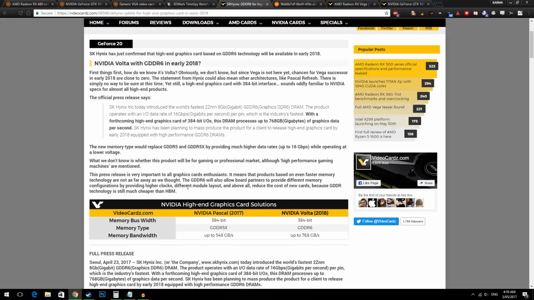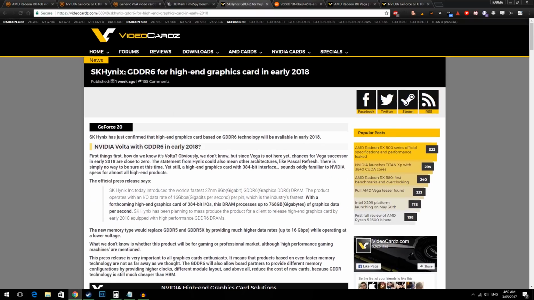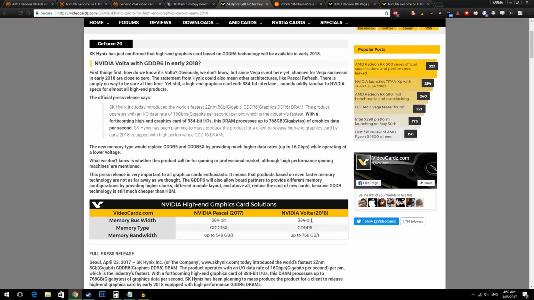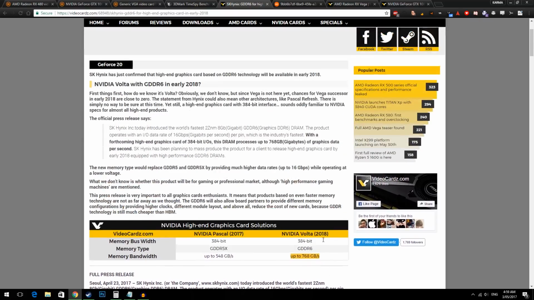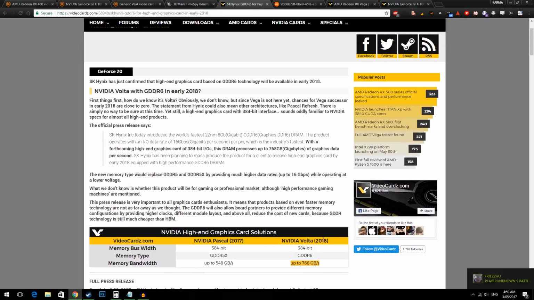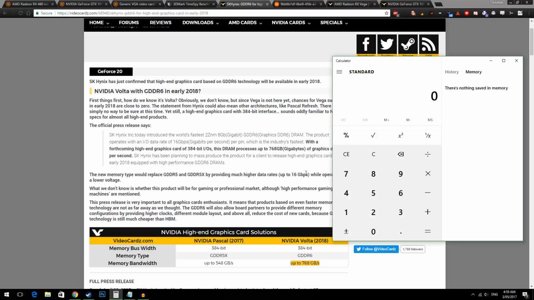Here is SK Hynix's GDDR6, which might potentially be on NVIDIA Volta in early 2018. And potentially, if you put this under a 384-bit memory bus, you could have a memory bandwidth of up to 768 gigabytes per second, which is pretty insane. That's the fastest memory bandwidth speed that we would have seen so far out of graphics cards. But Vega might potentially have something very close to that almost 6 months earlier, and I'll outline why.